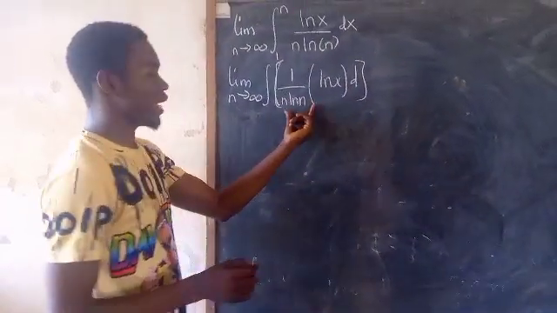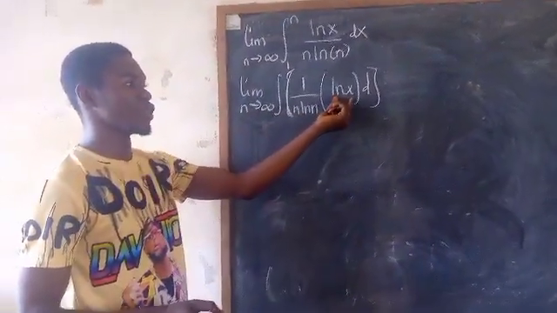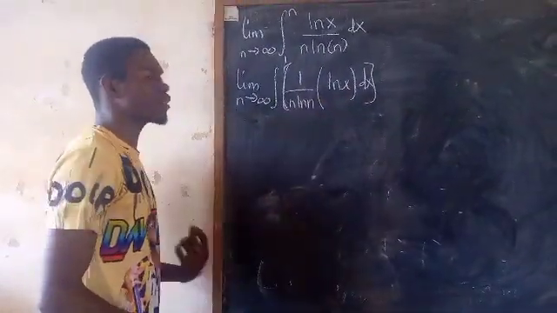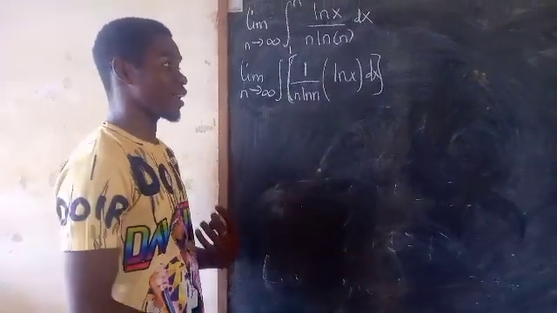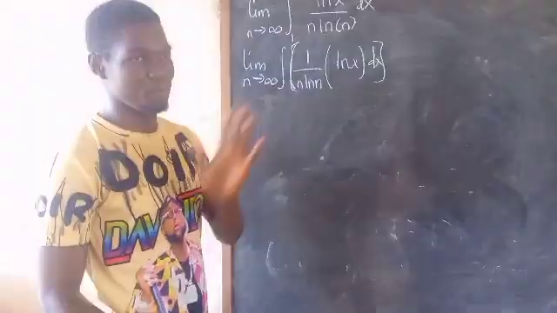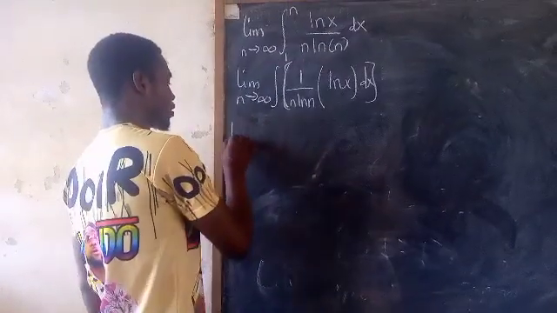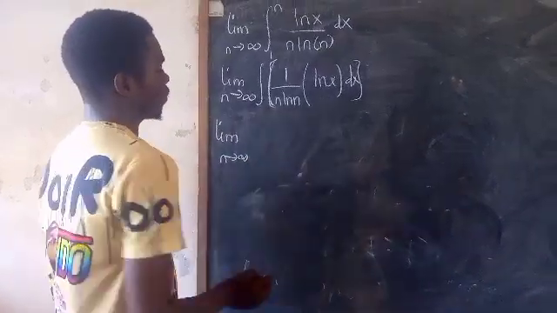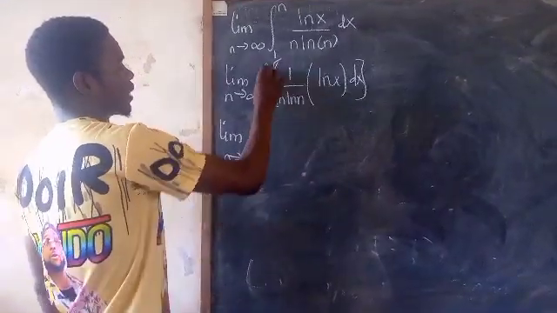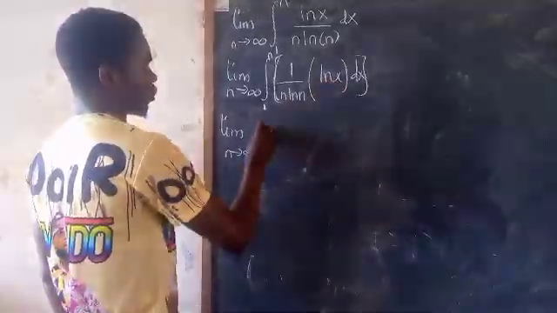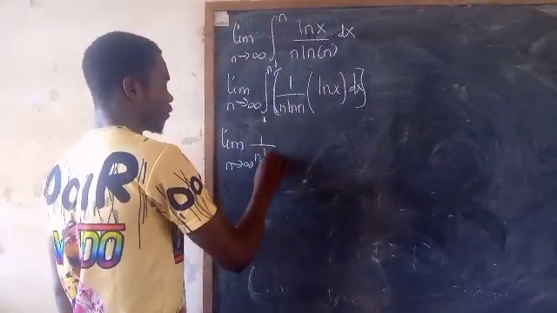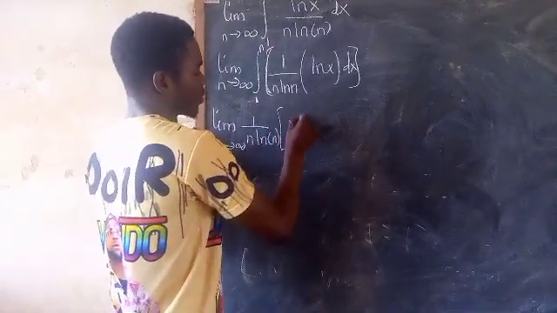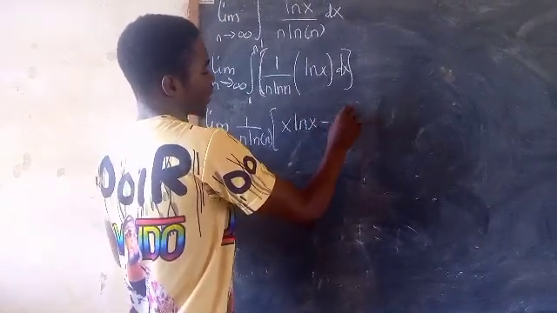So in this case, n is a constant. We are going to integrate natural log of x dx. As you all know, guys, the integral of natural log of x dx is x ln x minus x. So this turns out to be the limit as n goes to infinity of 1 over n natural log of n, times x natural log of x minus x, like I said, integrated from 1 to n.